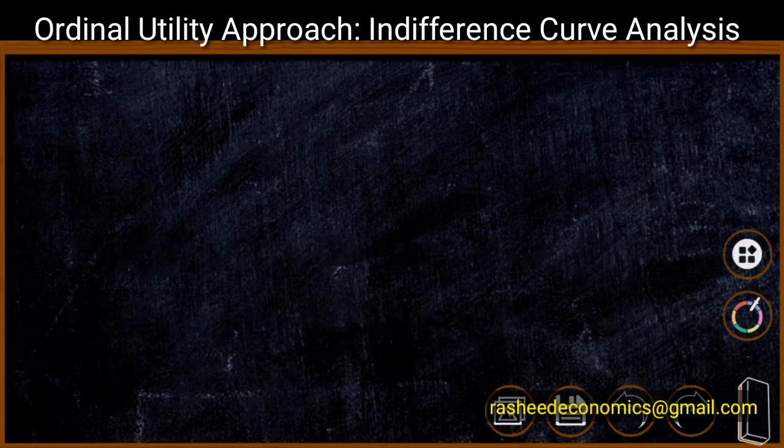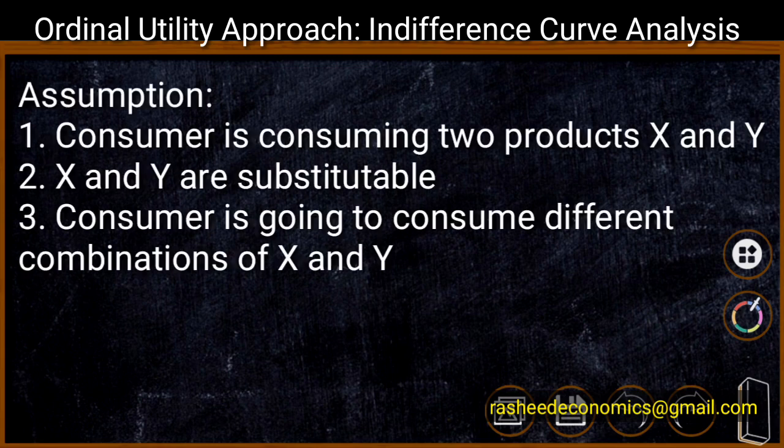We can explain ordinal utility analysis by using a simple example. Here we assume that the consumer is consuming two commodities, product X and product Y, and is going to have different combinations of these two commodities. Another aspect is that these products are substitutable for each other. That means one product can be used instead of another. Suppose there is an unlimited number of combinations available before the consumer.